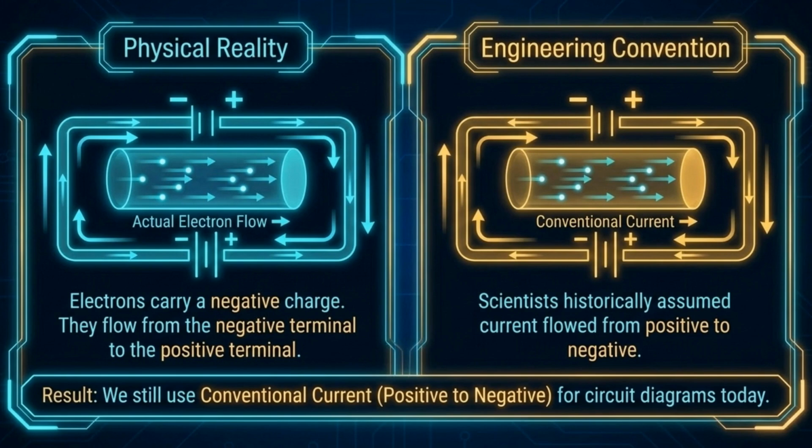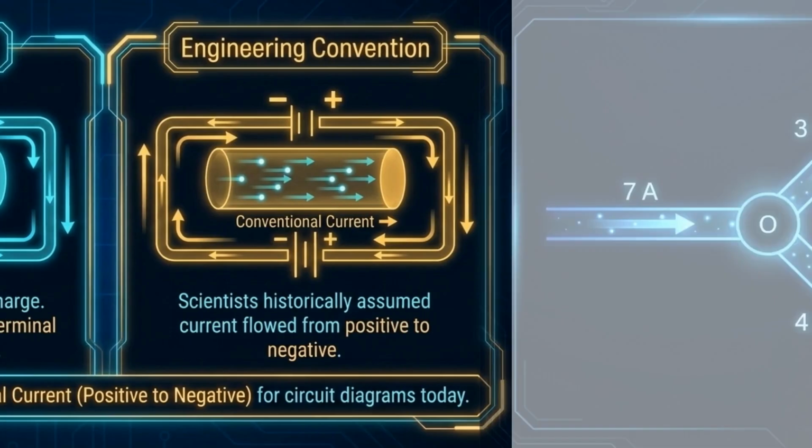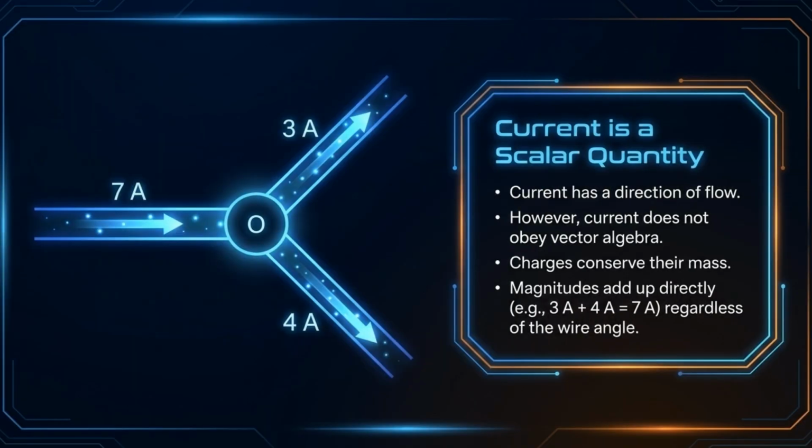Physically, electrons flow from the negative to the positive terminal. However, engineering convention, based on historical assumptions, uses conventional current, flowing from positive to negative, which we still use in diagrams today. Current is a scalar quantity. Although it has a direction of flow, magnitudes add up directly, conserving charge and not obeying vector algebra.